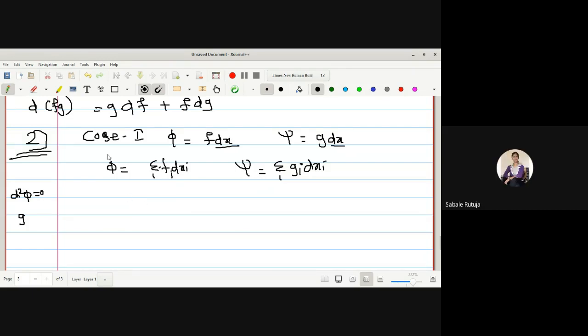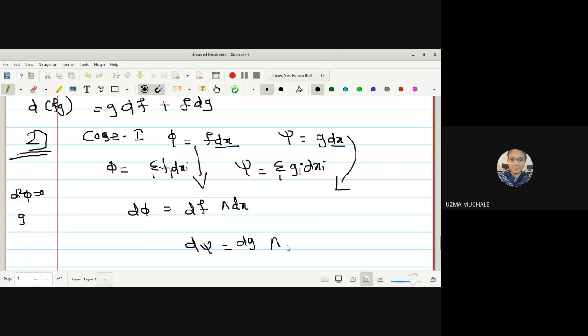Yes, ma'am. So if I take the original format, it will be very difficult. That's why we'll take only these cases. Let me evaluate d phi, for what we considered in case 1. What will be d phi? It is nothing but df wedge dx. Right? Yes, ma'am. In a very similar way, for this one I can write d psi is equal to dg wedge dx.